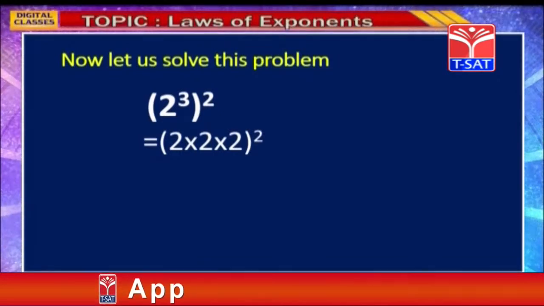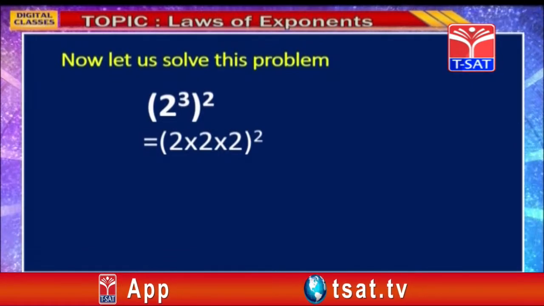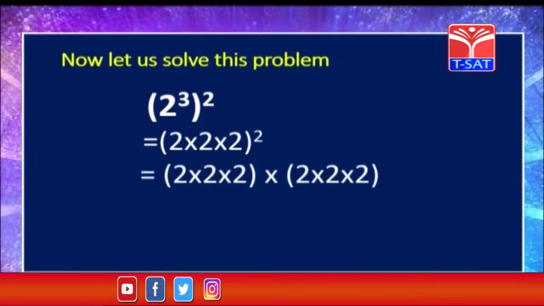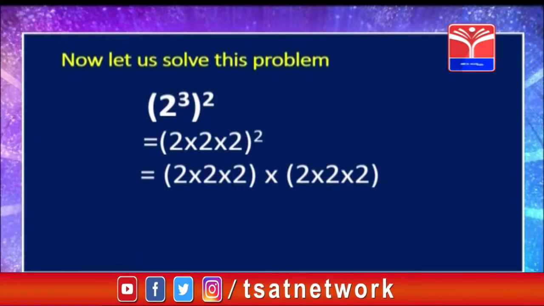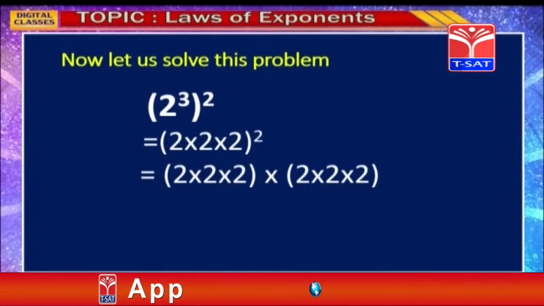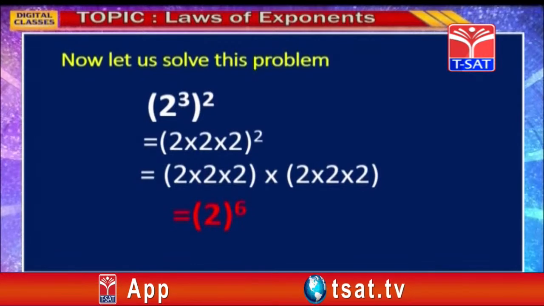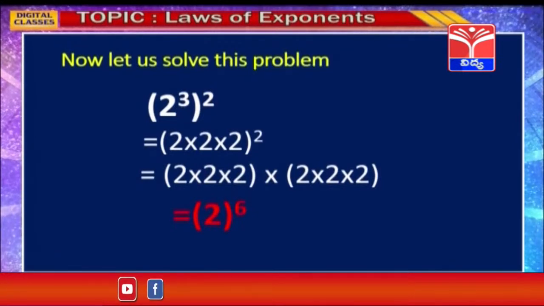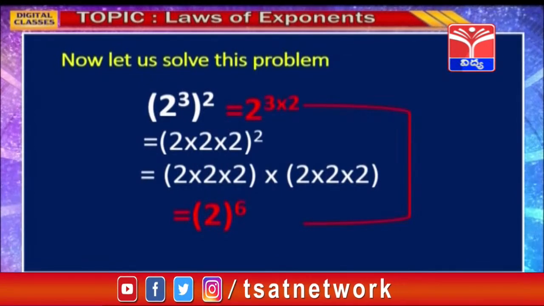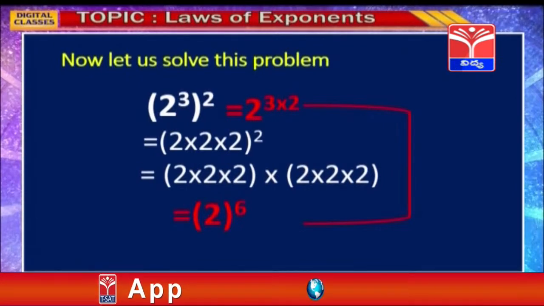And observe here, bracket is there. Bracket should multiply how many times? 2 times. Like this. That is, the bracket which contains 2 into 2 into 2 should repeat how many times? 2 times. Now, how many 2's are there? There are 6 2's. So the answer is 2 to the power of 6. So here 2 to the power of 6 means 3 is multiplied with 2. Then only you will get 2 to the power of 6.